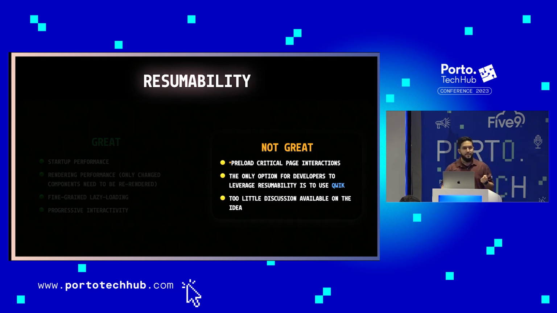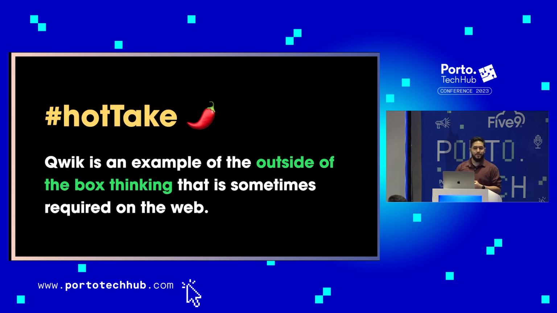The second thing is, the only way you can leverage resumability per the definition is Qwik. So because of that, you have too few discussions. And most of the discussions and projects, etc. are around Builder.io or the Qwik community. Some would argue that Marko has resumability, and they were basically ideating the idea at the same time, but still most of the things you're going to see are around Qwik. But I have to say that I think Qwik is a great example of outside-of-the-box thinking that sometimes is required to solve the problems of the web.